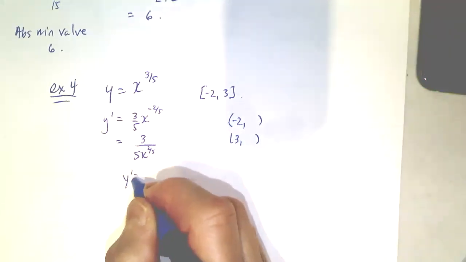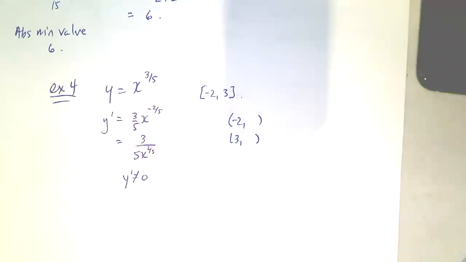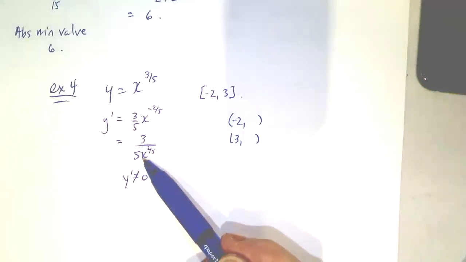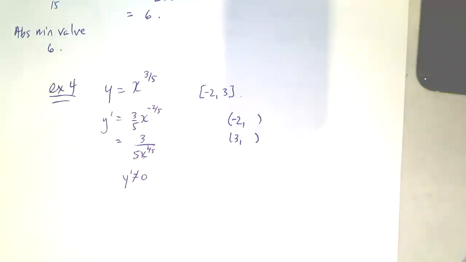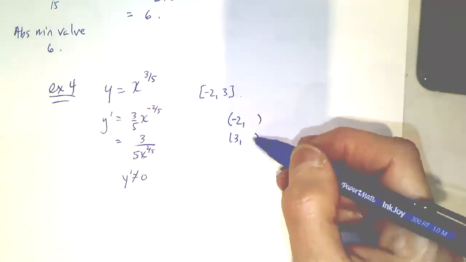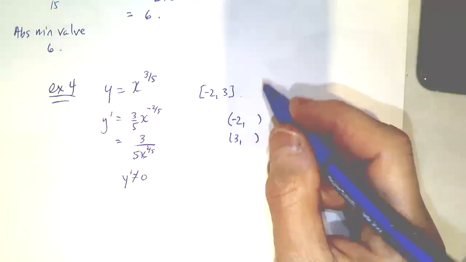But here, the derivative never equals 0. You're not allowed to replace x with 0. And this fraction would never work out to equal 0 regardless. So basically, that just means you find the y values solely for the endpoints.